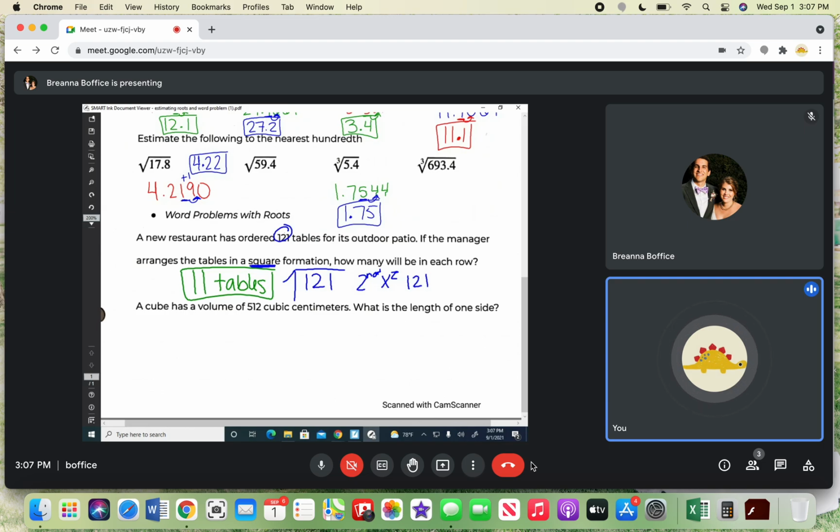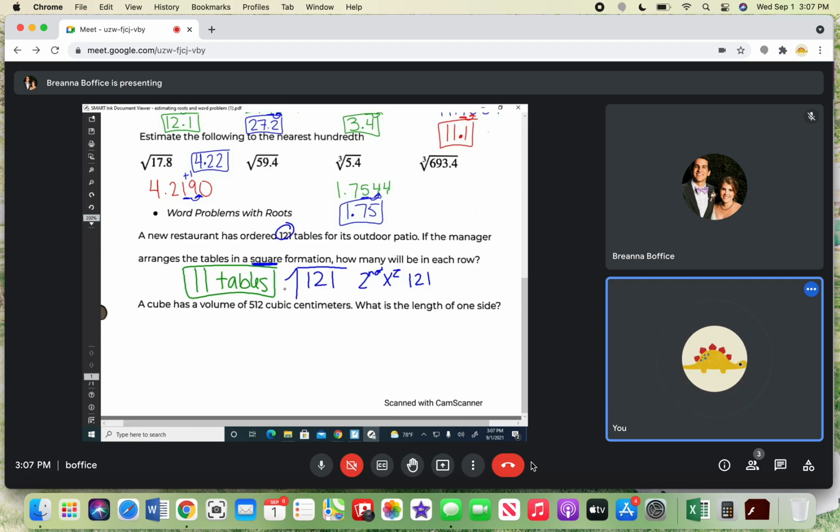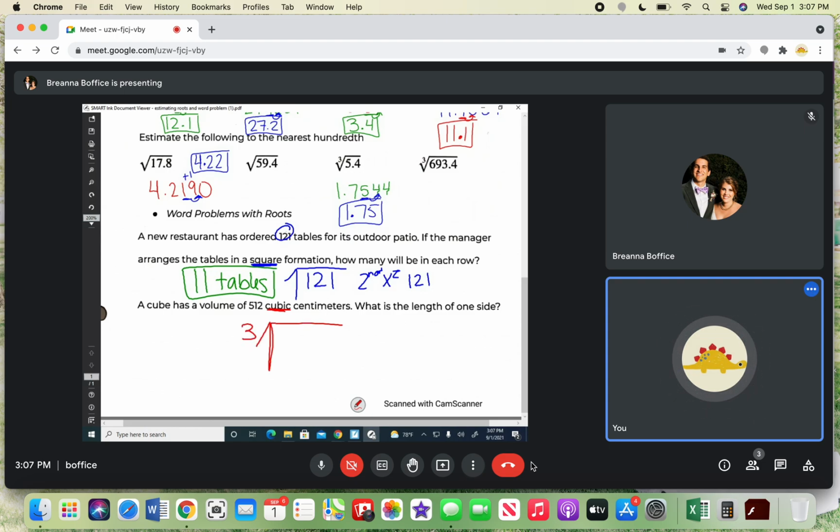So you need to just look for the word square or cube, figure out which one you're doing, put it in your calculator, and then put your unit. So a cube has a volume of 512 cubic centimeters. So I know I'm gonna do the cubed root. My number is 512, so I need to do the cubed root of 512.